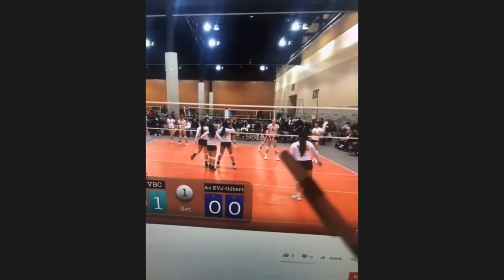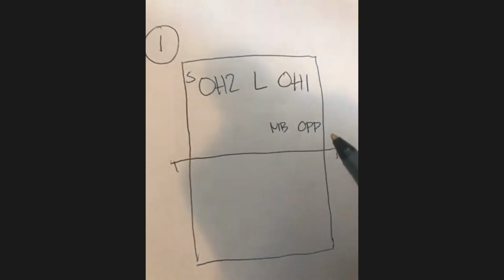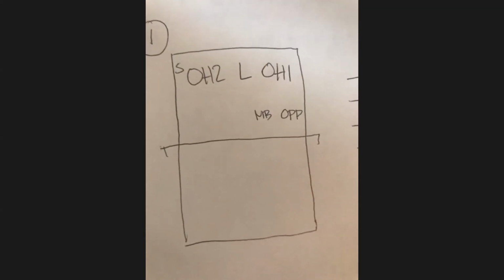So then we have the opposite in the middle here. We're going to write them in a little bit smaller because they're likely not passing. So we have the opposite and we have middle. Okay, so now that we've written where they are, we're going to watch the play, and then we're going to chart what happens on the pass, the set, and the attack. I'll explain the key in a little bit, but first let's watch the rally.